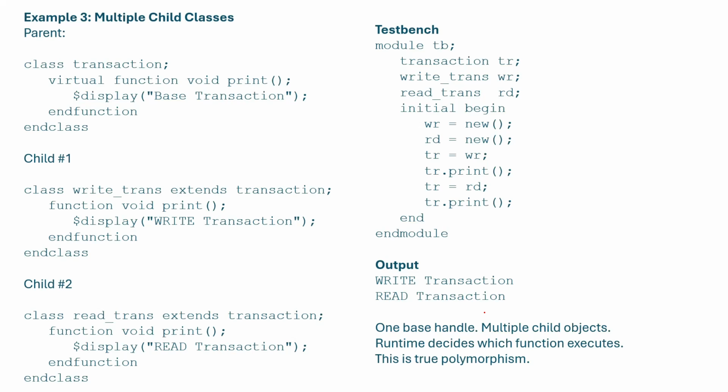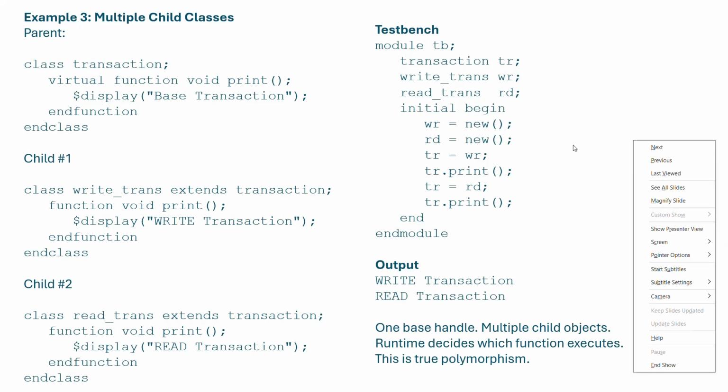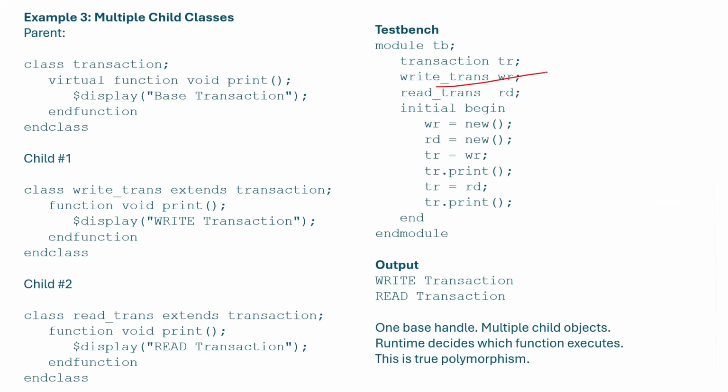Because you are creating the object for your child. See, what are the child classes here? Write transaction is a child class. Read transaction is a child class. The read and write handles are for these classes. Your parent class handle is transaction. Now you are creating the objects for whom? These two are children, right?